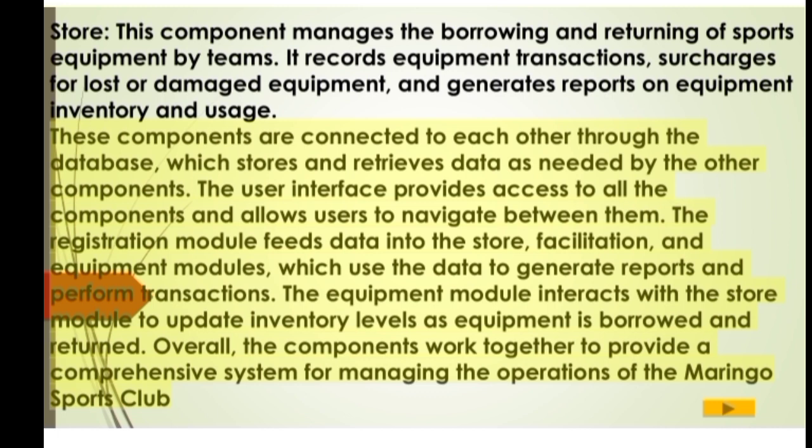These components are connected to each other through the database, which stores and retrieves data as needed by the other components. The user interface provides access to all the components and allows users to navigate between them. The registration module feeds data into the store, facilitation, and equipment modules, which use the data to generate reports and perform transactions. The equipment module interacts with the store module to update inventory levels as equipment is borrowed and returned. Overall, the components work together to provide a comprehensive system for managing the operations of the Maringo Sports Club.